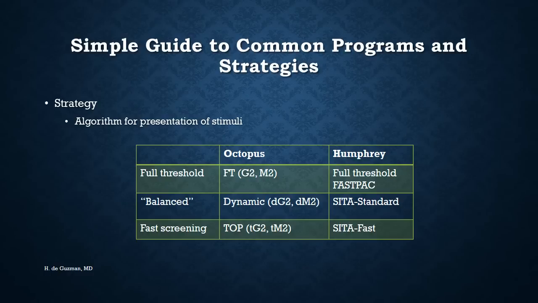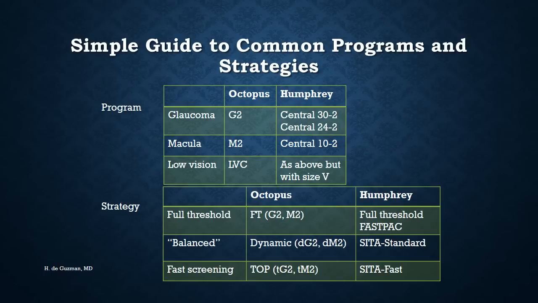This is a table of the two commonly used perimetry machines and the different types of algorithms: the full, the balance, and the fast. So a summary of the programs and the strategies that are available on the Humphrey and the Octopus.